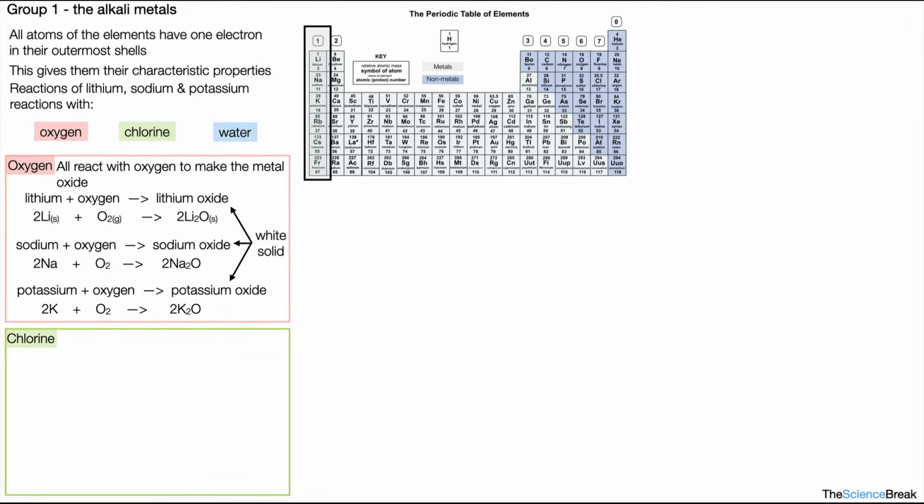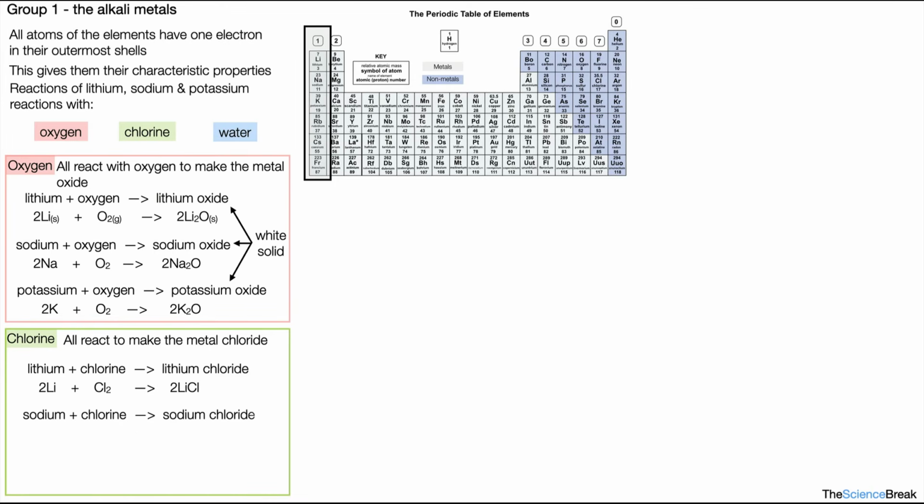The reaction with chlorine. Let's take a look at how that works. They all react to make the metal chloride. Lithium plus chlorine gives lithium chloride. There's the balanced formula equation for that. We could take a look at sodium plus chlorine gives sodium chloride. In actual fact, we could take a little animation to see how that works.